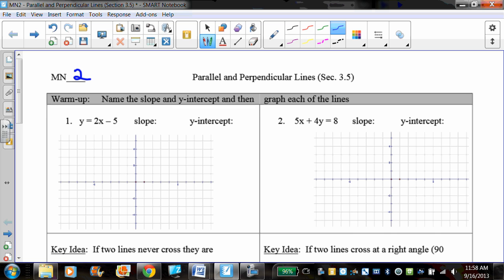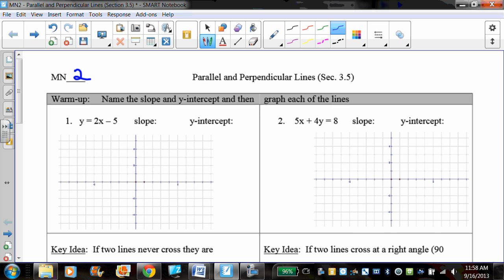Before we get into the perpendicular and parallel lines themselves, we're going to first do a little bit of a warm-up. It says in the warm-up, name the slope and y-intercept, and then graph each of the lines. So we have two different lines here. The one on the left, number 1, is y equals 2x minus 5.